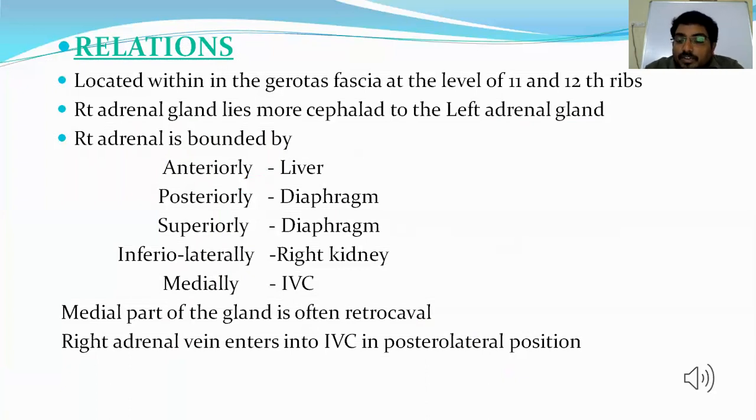Relations. How it is situated, the anatomical relations of the adrenal gland. They are located at the 11th to 12th rib. The right adrenal lies more caudal than the left. It is situated in the perirenal fascia, at the 11th to 12th rib. Now the right adrenal gland.